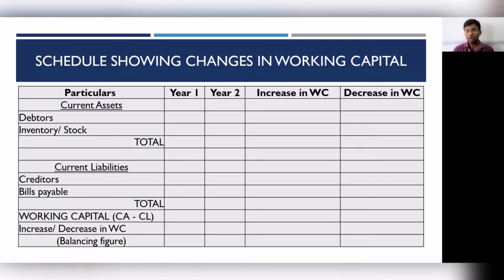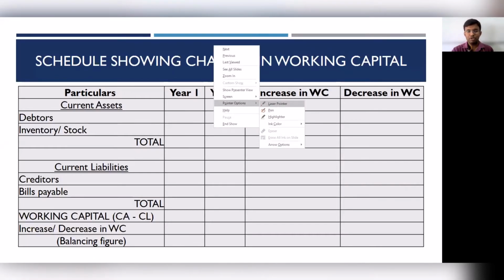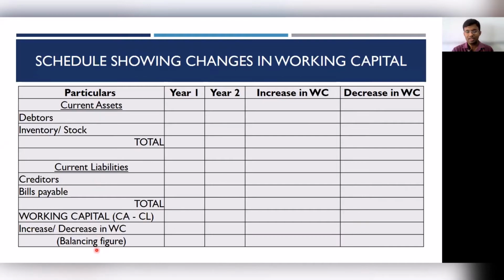Now, what I have shared here on the screen is the format of the schedule showing changes in working capital. If you notice, in this schedule you will have all the current assets and current liabilities listed out. Under particulars, you will have all the current assets and all the current liabilities listed. Then remember, we will be preparing the fund flow statement for two different years, so that will be year one, year two.